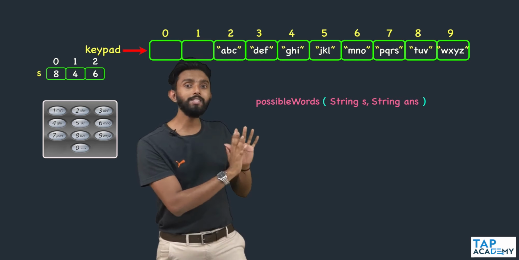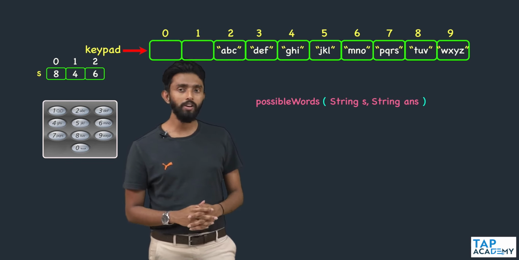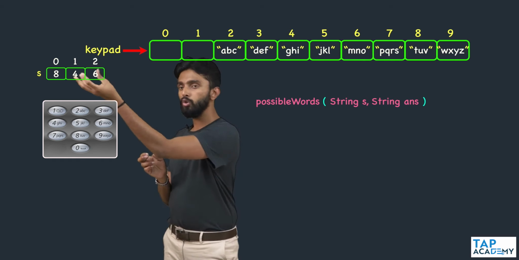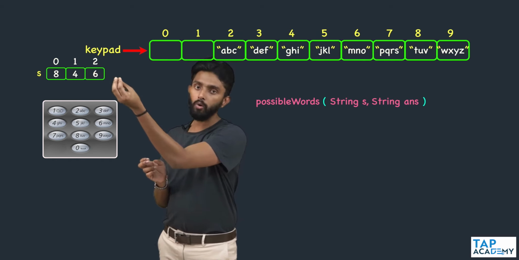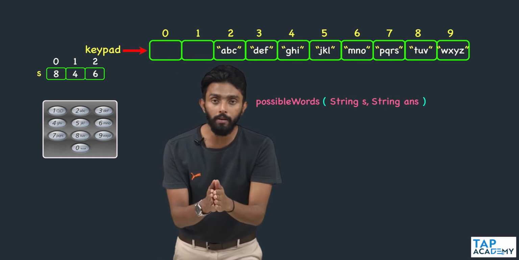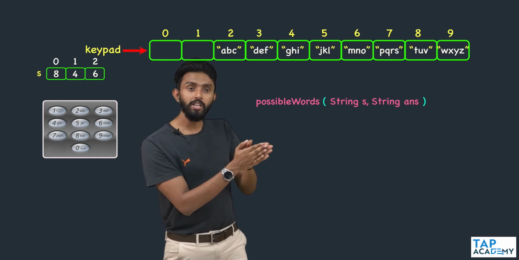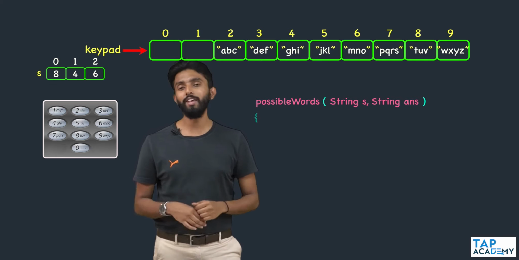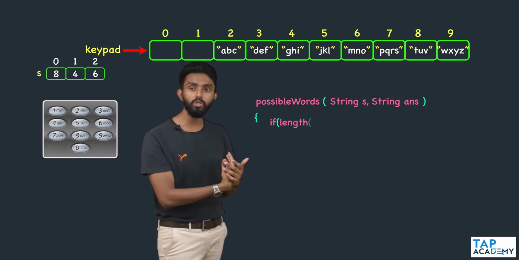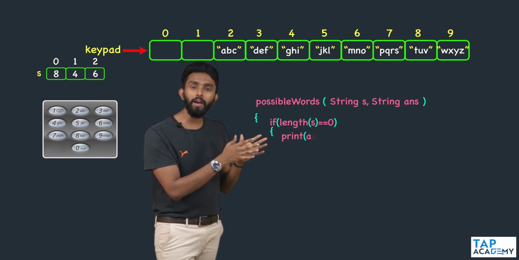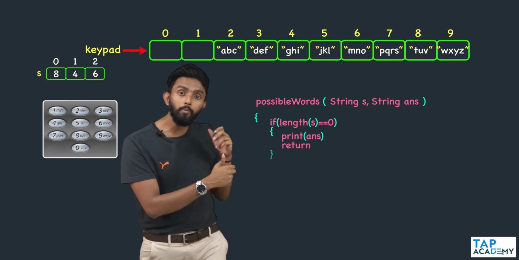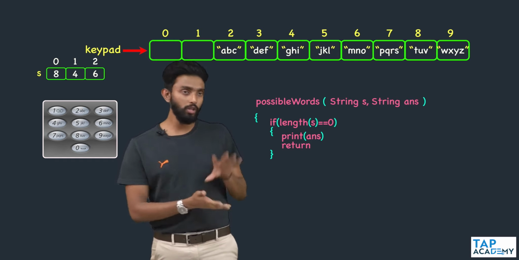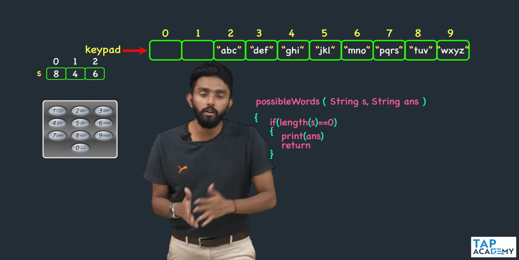Anyways, now the base condition of recursion was what? Very simple. This string s, you will keep breaking it down. 8, 4, 6, you will break it down into 4, 6. 4, 6, you will break it down into 6. 6, you will break it down, it will become empty. So the base condition is, if the string s becomes empty. So that's what I'm writing. If the length of s is equal to 0, then I'm going to print my answer, and then also I'm going to return. Okay, great. So that is my base condition, so that infinite recursion doesn't happen.